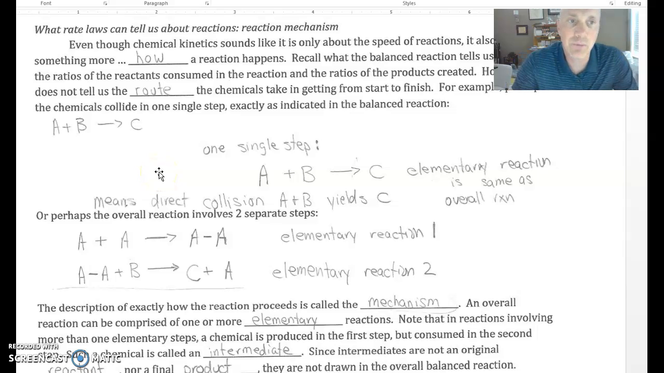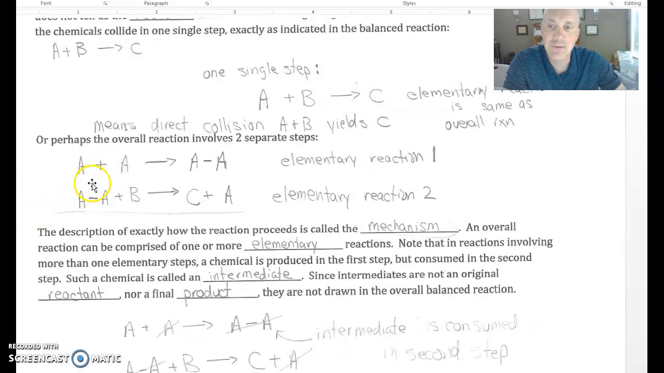So there's a couple of different ways that we could postulate that this reaction occurs. And we're going to start off with the simplest possible mechanism. All right, and that's going to be if A were to directly collide with B, and that would make C. All right, so this is the simplest type of route, and it's the most obvious, but it's not necessarily the only way that this reaction could happen.